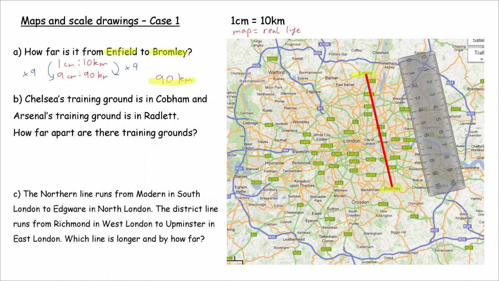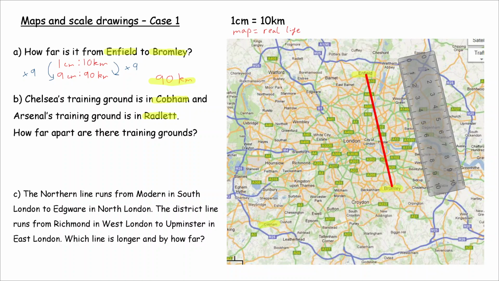Question B, you've got Chelsea's training ground is in Cobham and Arsenal training ground is in Radlett. Now let's go and find these places again, which can often cause a little bit of difficulty for me. Right, so you got Cobham and you got Radlett, which is where Arsenal is now. Cobham, where's that going to be? I believe it's down here somewhere. It is Cobham. Good. There we go. Cobham is down here, which is good. And you've got Radlett. Where is Radlett?